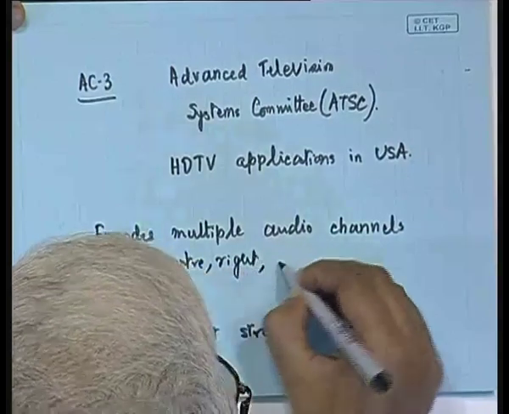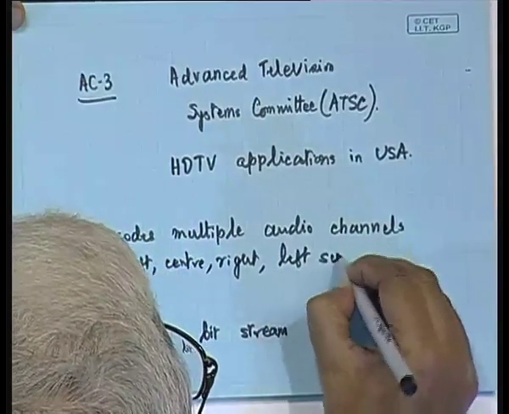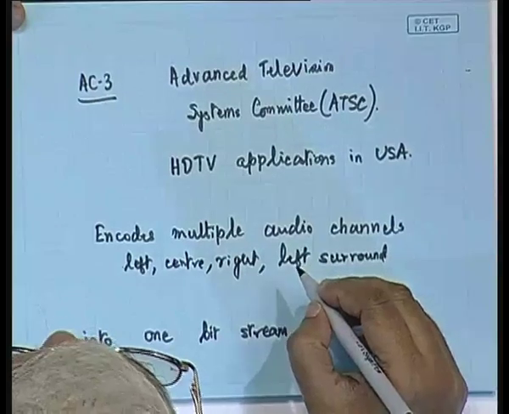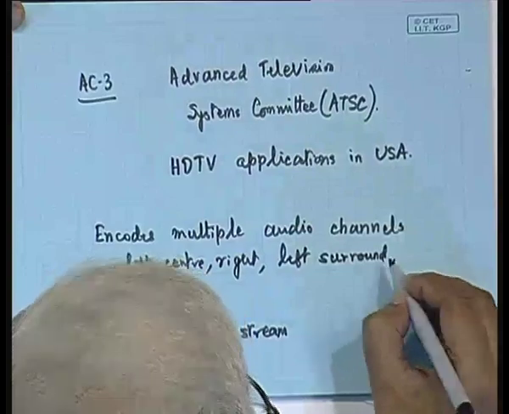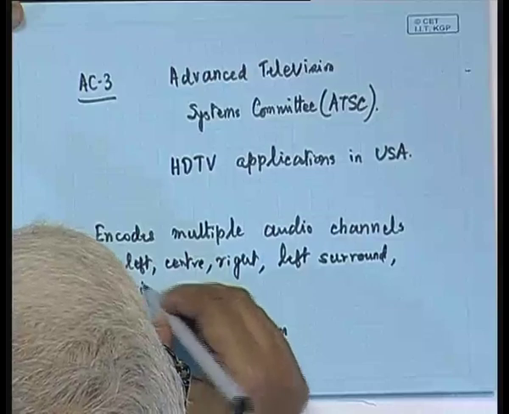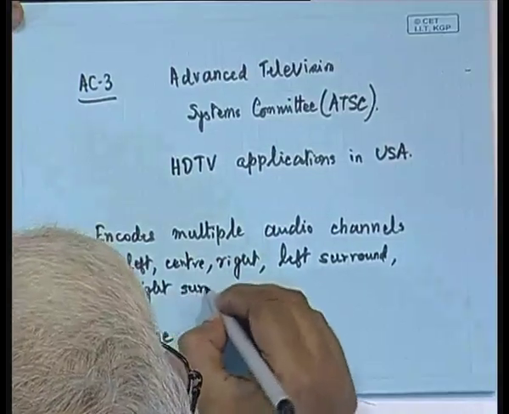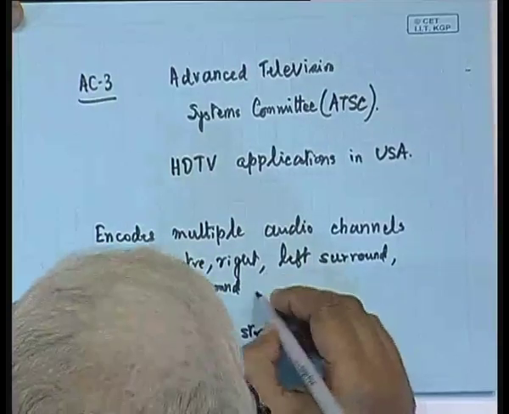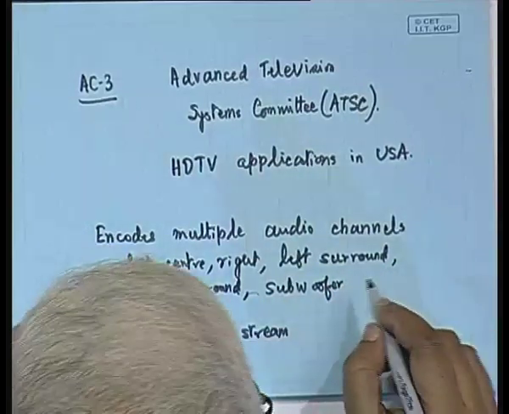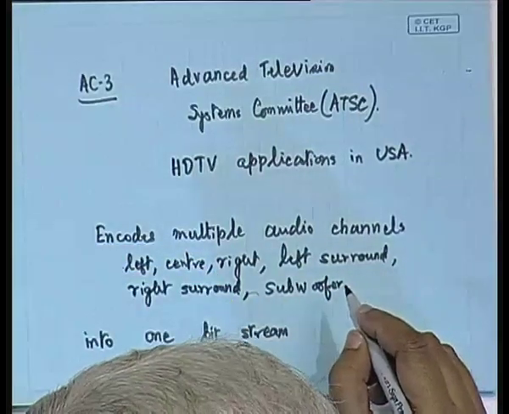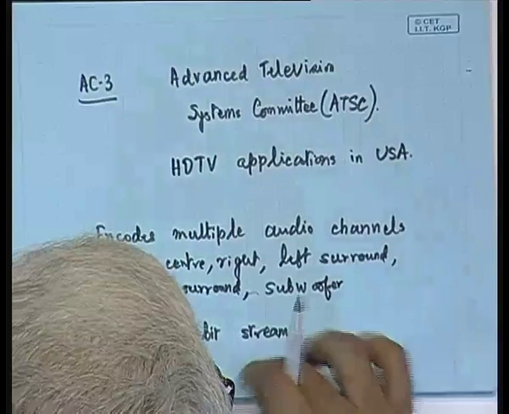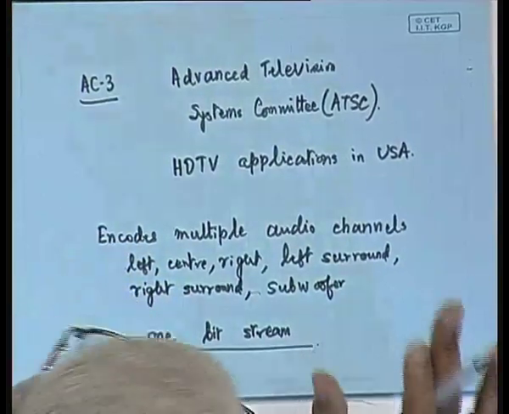then you require the left surround. You will find that in many of the advanced audio equipments, the left surround and the right surround are available as channels. So, left surround, right surround channel, and the subwoofer channel. So, that makes six different channels, six discrete channels, and this could be encoded into one single bit stream.